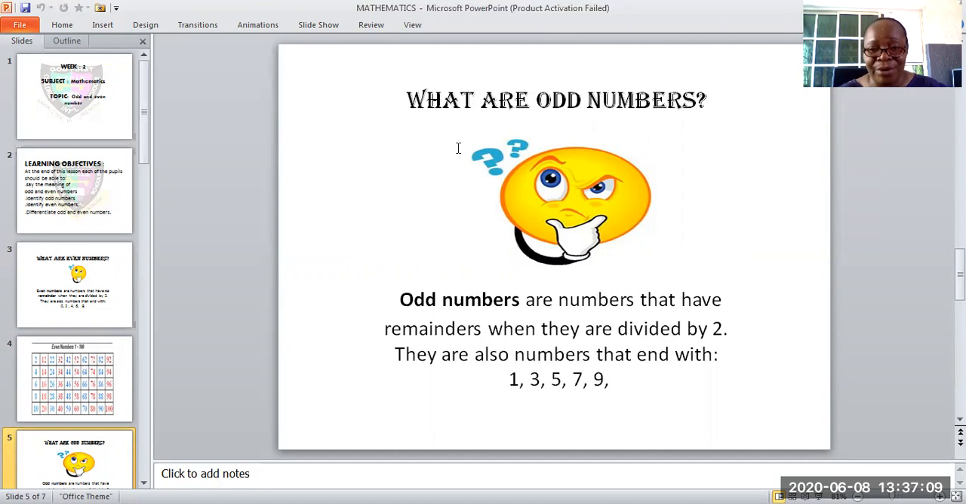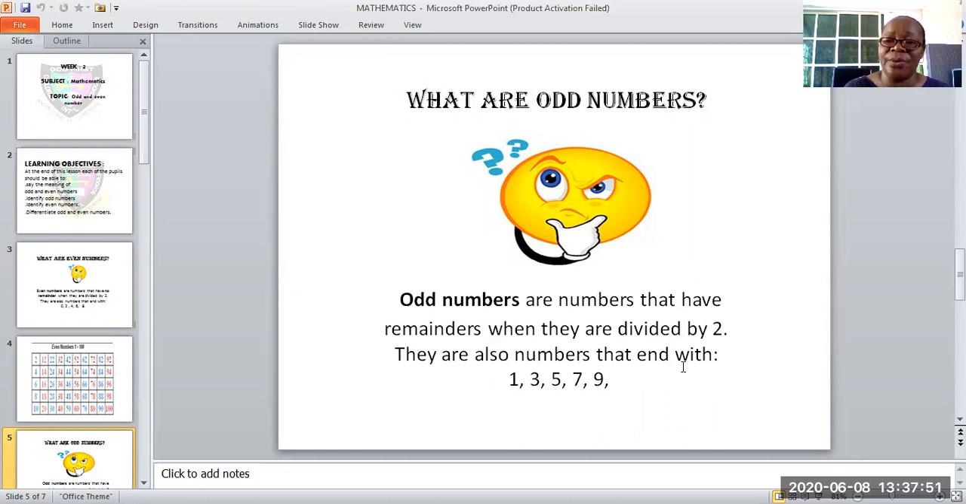Odd numbers have remainders. These numbers also end with 1, 3, 5, 7, and 9. Now give me a reminder: what numbers end an even number? Yes, those are 0, 2, 4, 6, and 8.